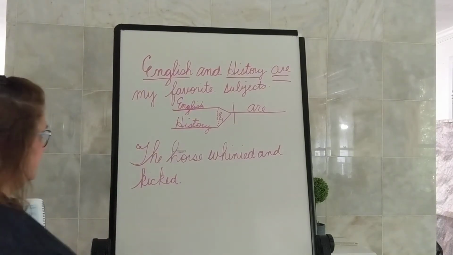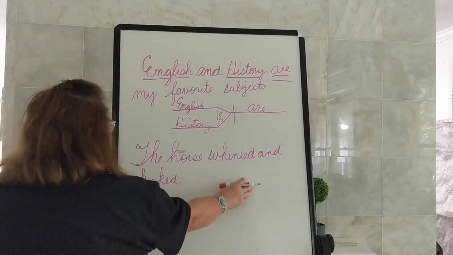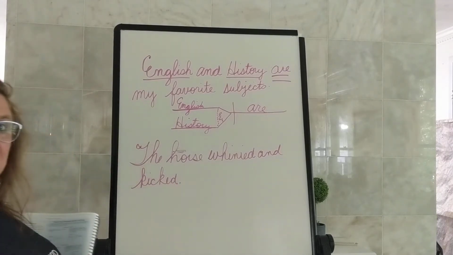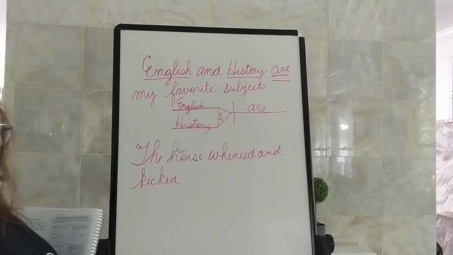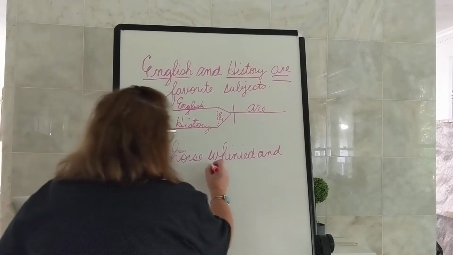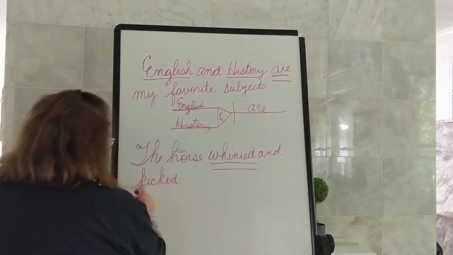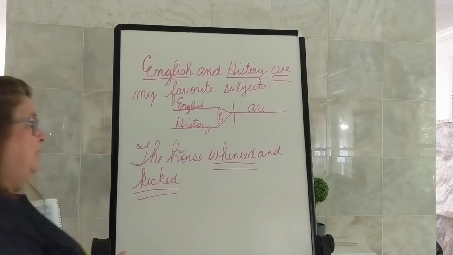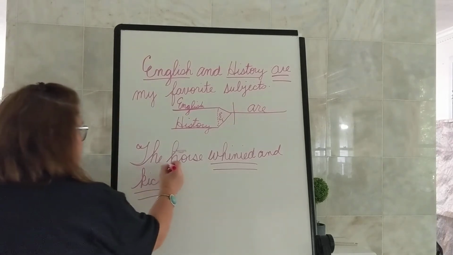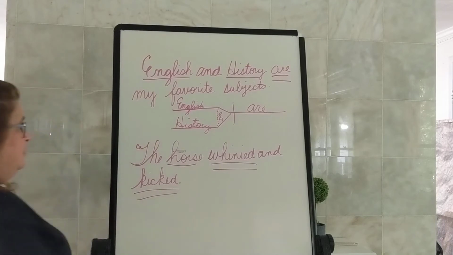Look at our next sentence. The horse whinnied and kicked. So what is our verb in this sentence? The horse did two things. What did he do? He whinnied, he kicked. Who or what whinnied and kicked? The horse. So we have a compound verb.